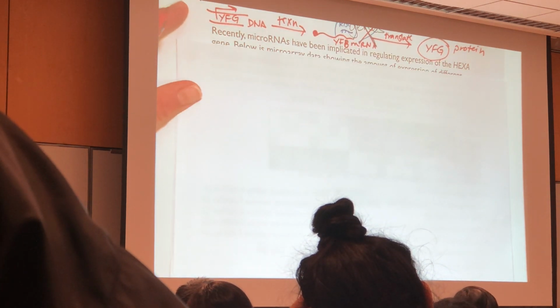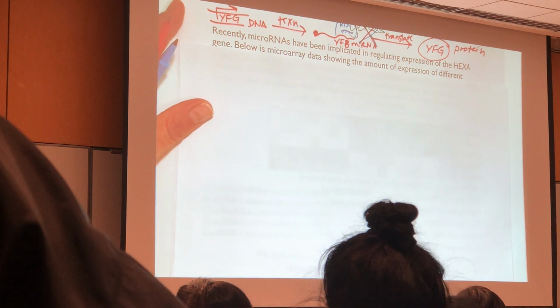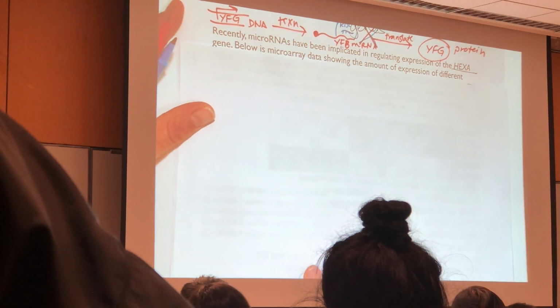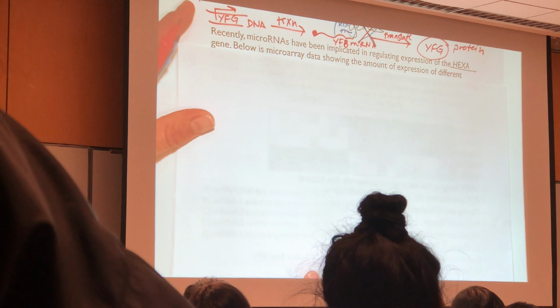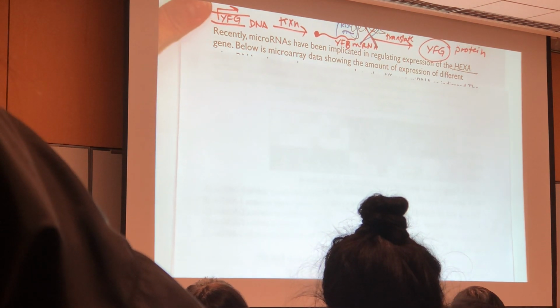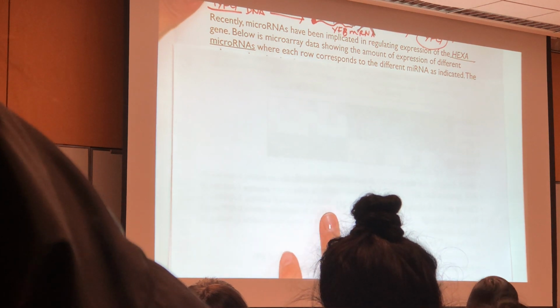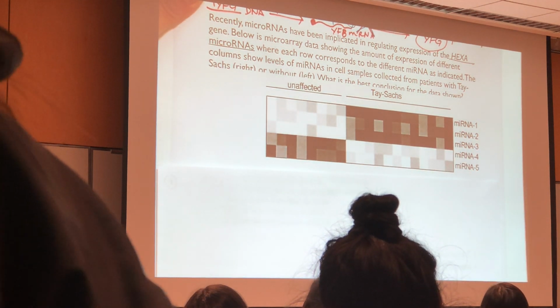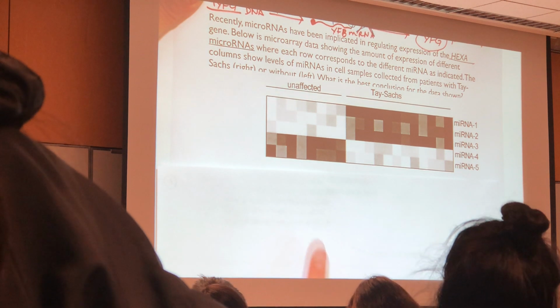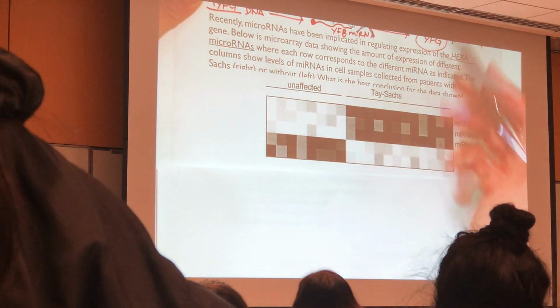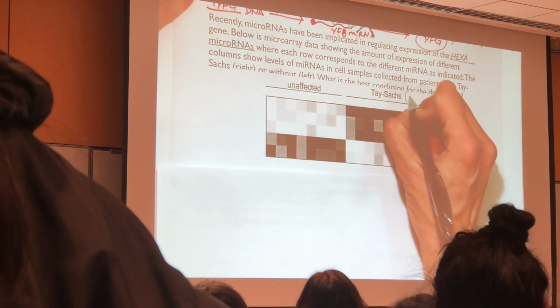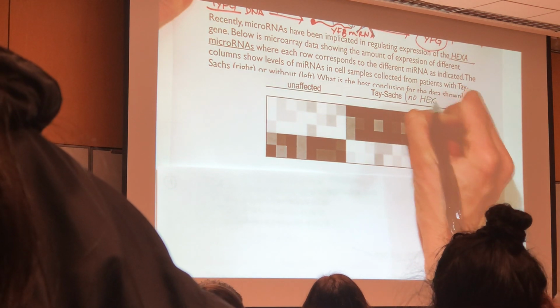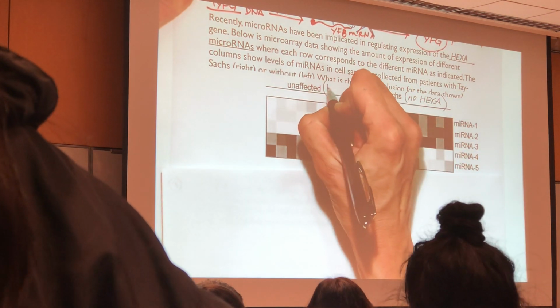Okay, so recently microRNAs have been implicated in regulating expression of this gene. Below is microarray data showing the amount of expression of different microRNAs, where each row corresponds to the different microRNA indicated. So microRNA 1, 2, 3 through 5, right, each row. The columns show levels of the microRNAs in cell samples from patients with Tay-Sachs. And I don't think it's right here, but Tay-Sachs is, they have no hexa. Unaffected is hexa.